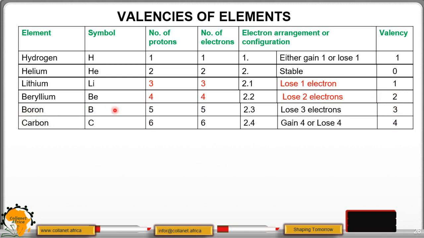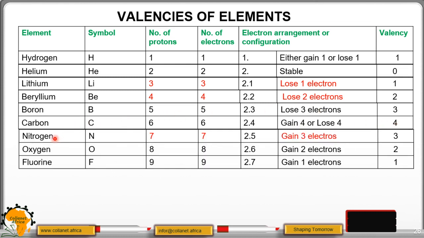Then we move to boron. We have 5, 2 3 is electronic configuration or arrangement, loses 3 electrons, therefore it has a valency of 3. Then carbon is number 6. 2 4 is the electronic configuration, so you can gain 4 or lose 4, so the valency is 4. Now after we have moved to 7, you'll find that the electronic configuration is 2 5. So for this one, it cannot lose 5. It is difficult to lose 5. In this case, it can only gain 3 electrons to be stable.